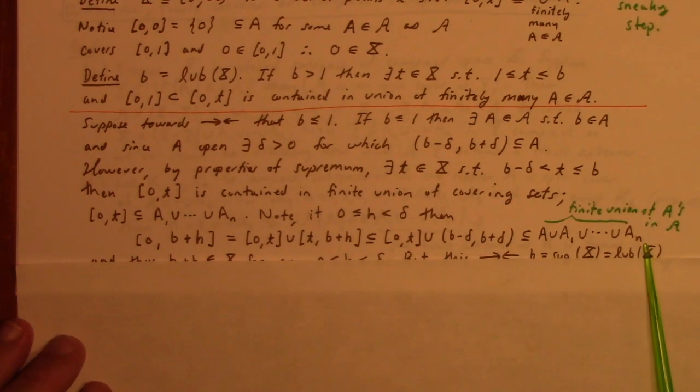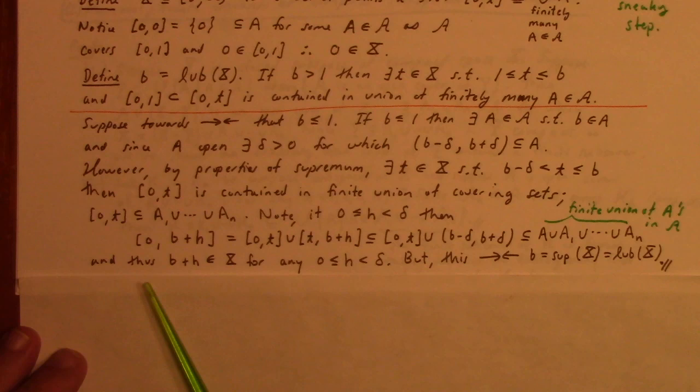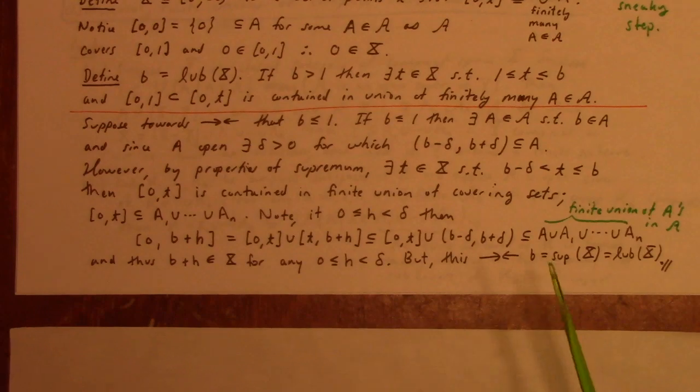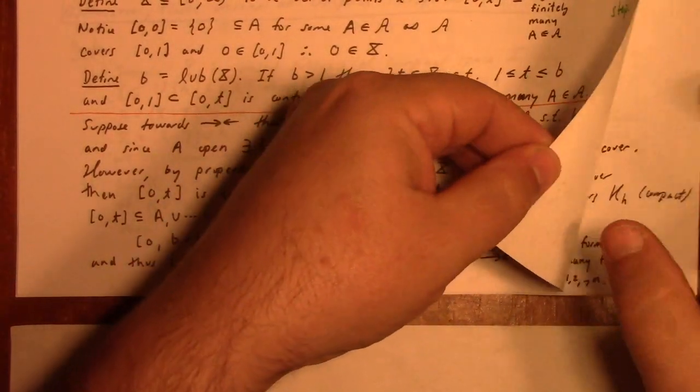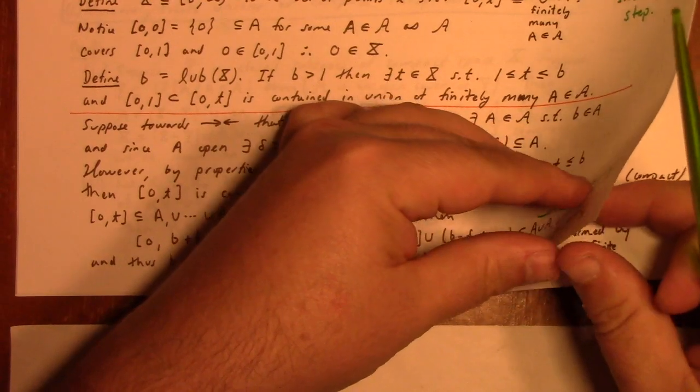Uh-oh. Thus, b plus h is an element of X, and that's true for any h in 0 to delta. Well, that's embarrassing because b was supposed to be the supremum. We just found something bigger than the supremum in the set. Not a good look for Mr. B. Not a good look at all. So that's a contradiction, and as such, we have proved that the interval from 0 to 1 is compact.